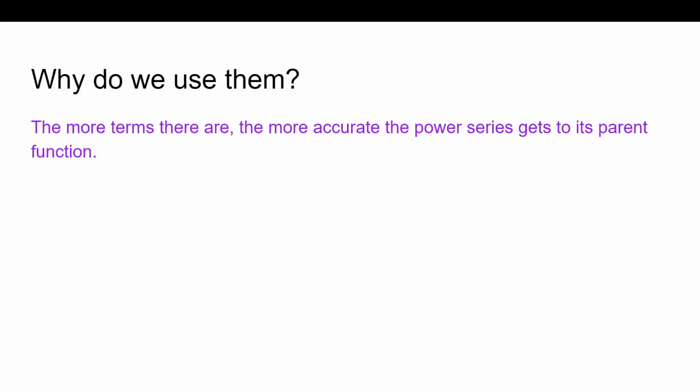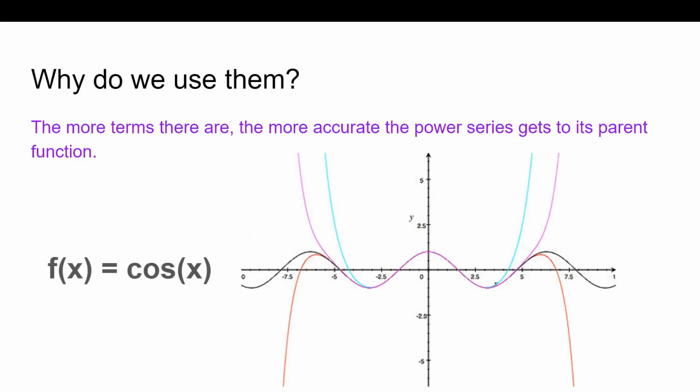The more terms there are in a power series, the more accurate the power series gets to its parent function. As you can see, the function cosine of x is the black line, and every graph on top of it, blue, pink, and red, are just the power series with more and more terms representing them. Blue has the least amount of terms, and red has the most and is the most accurate to the function. And if you have an infinite amount of terms, then the two functions are identical.